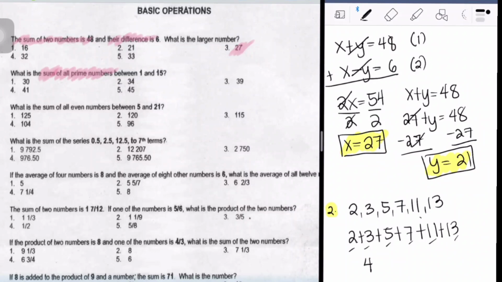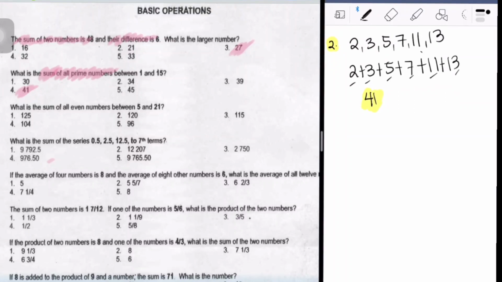So the sum of all prime numbers here is equal to 41. So that is, yan. So 41 yung sagot natin. Next, let's proceed with question number 3. What is the sum of all even numbers between 5 and 21?